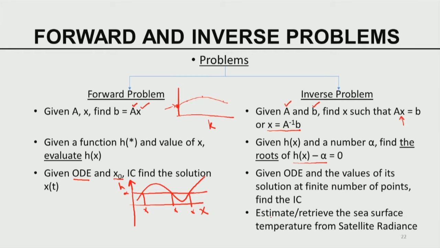What is another inverse problem? Estimate or retrieve the sea surface temperature from the satellite radiance. We already said an example of an El Nino problem where the equatorial Pacific is warmer by 3 to 4 degrees. So somebody has made these measurements. These measurements are given in terms of the energy received by the satellite. Energy depends on temperature. So knowing the energy, I have to recompute the temperature that led to the radiance. So that is an inverse problem.